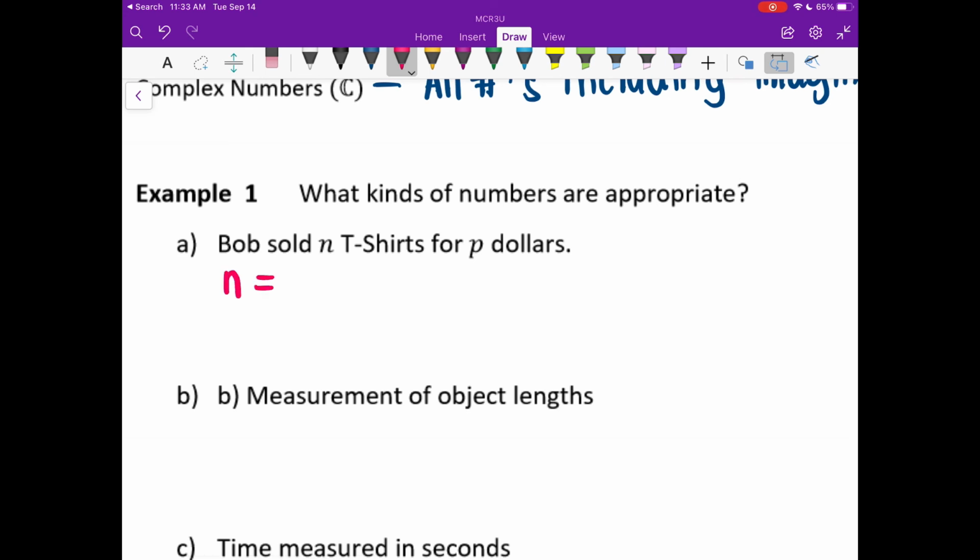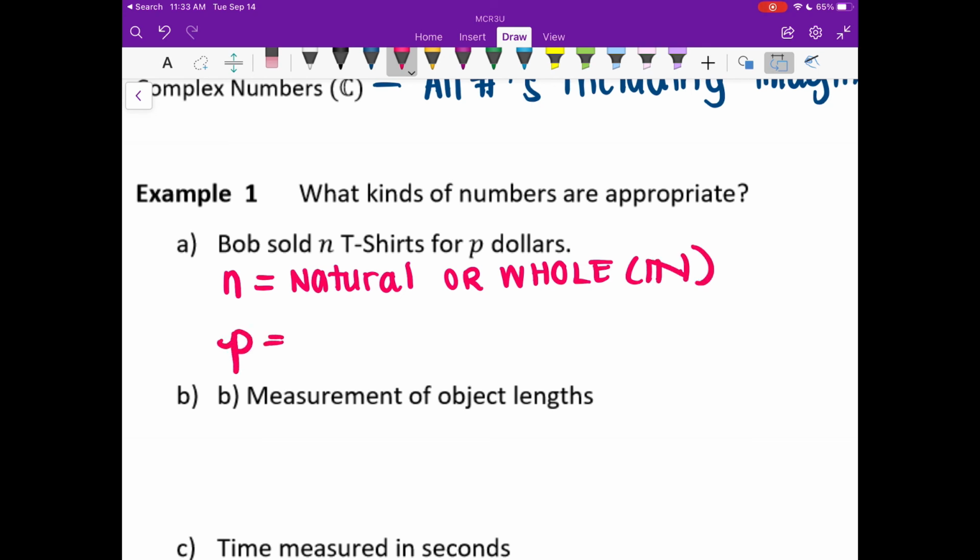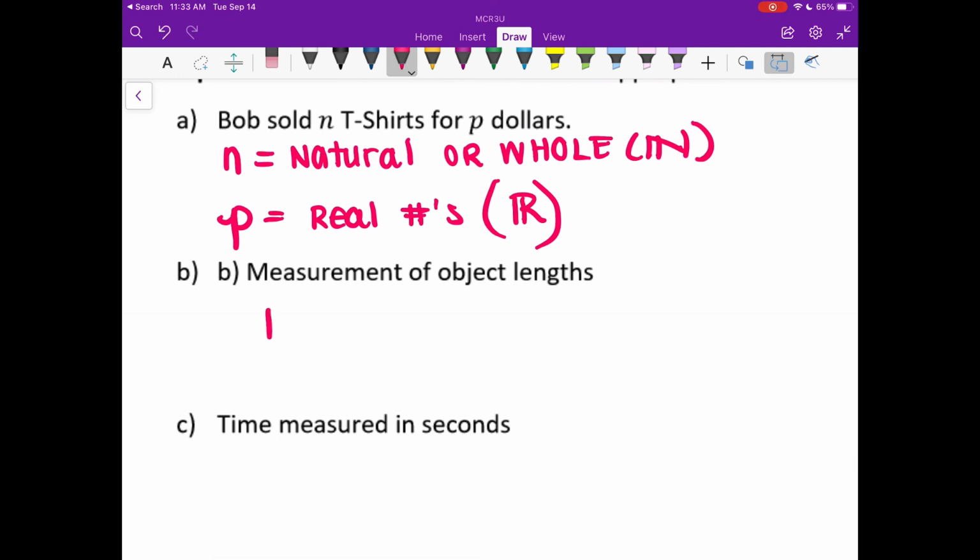So let's go over Bob sold N t-shirts. This is probably going to be a natural number, and the reason is because it's a whole number, right? You can't sell 0.5 of a t-shirt. You can't sell a negative t-shirt. So that's what that's going to be. And then P can be a real number. You can have decimals in P. You can have decimals in the type of dollars that you have, right?